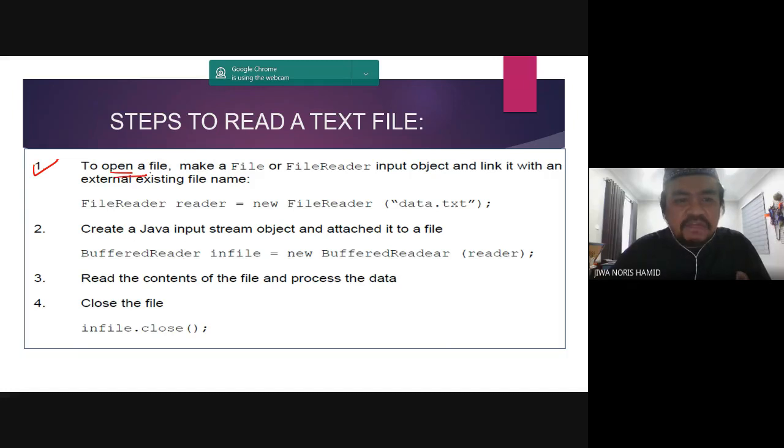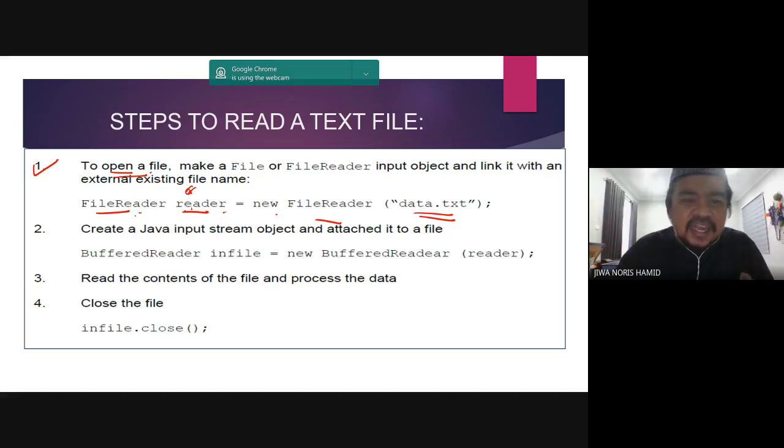Bila kita nak open a file, kita akan guna class FileReader. Objek untuk FileReader ni, you can give any name. FileReader A, but in this case dia nak namakan fileReader equal to new FileReader, then data.txt. Okay, kenapa namakan data.txt? Because the file name that we want to take data from is data.txt.